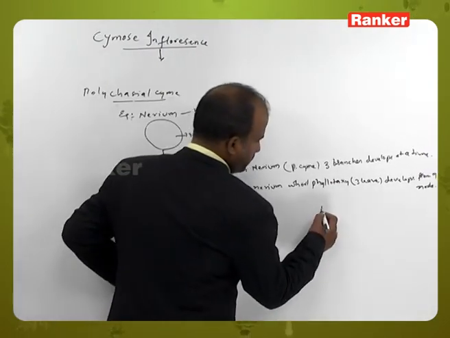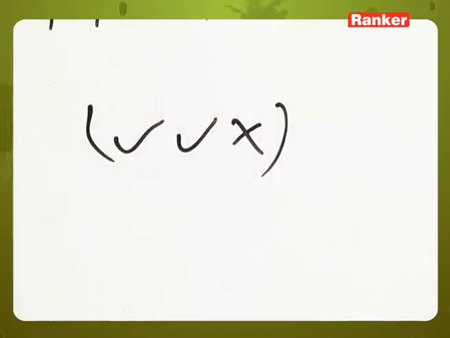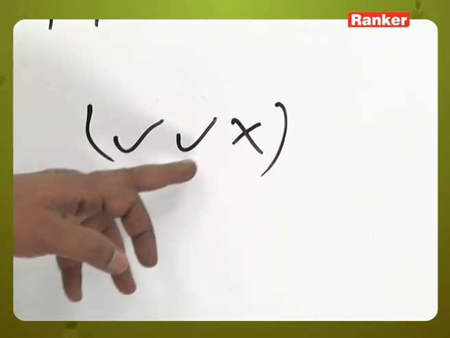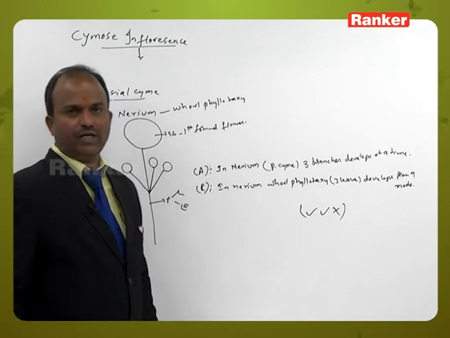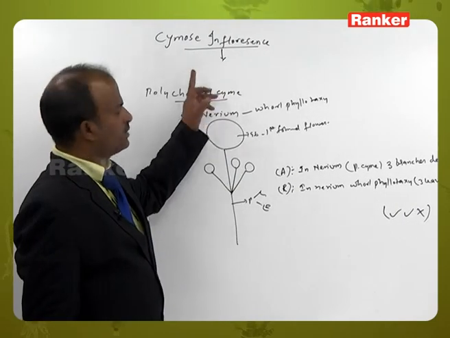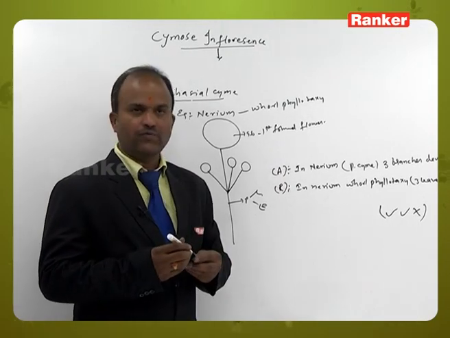What is the option? A is right, R is right, R is not the correct explanation for A. This is about polychasial cyme. We completed cymose inflorescence.